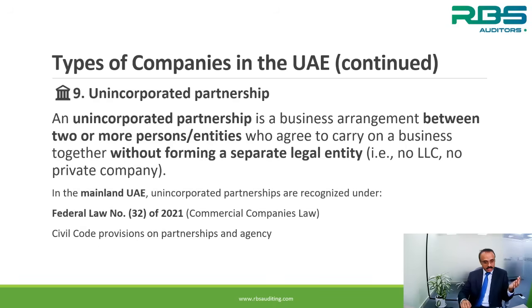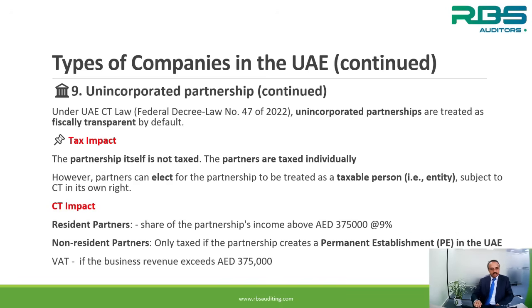So you can set it up in the mainland as an unincorporated partnership. It is recognized under Federal Law number 32 of 2021, that is the Commercial Companies Law, and civil code provisions on partnership and agencies. So what will be the tax impact on this one? The CT tax impact: the partnership itself is not taxed, because it is an unincorporated partnership, so you will not have a trade license.